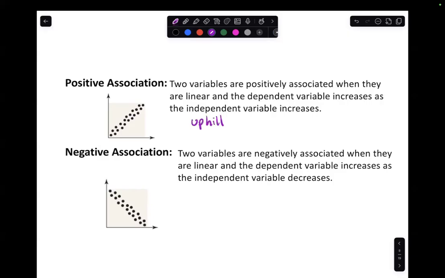Uphill from left to right. Downhill from left to right. To me, that's even better way to remember it than saying if as X gets bigger, Y gets smaller. For some reason, the uphill and downhill helps me.